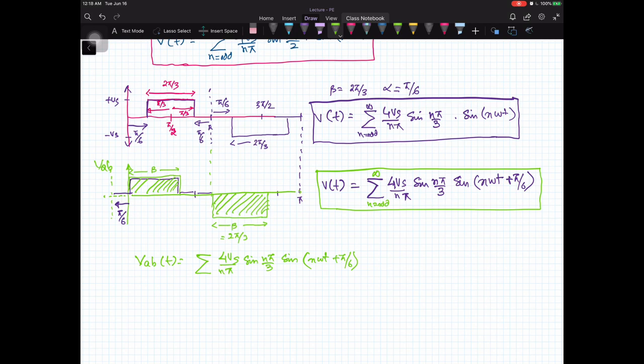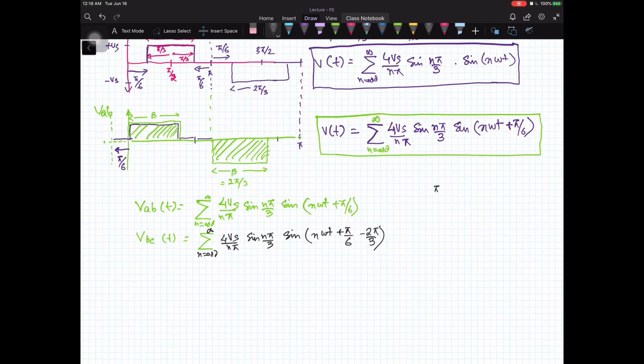Now using this, if I write down the expression for the line voltage VBC, which is further delayed by 120 degree from the line voltage VAB, but its waveform is exactly same, so the magnitude of the harmonics will remain same, only there will be the phase shift, sine of n omega t plus pi by 6. This is the waveform for VAB. Now VBC is 120 degree shifted version of this one. So if I subtract from this 2 pi by 3, I will get the phase of VBC.